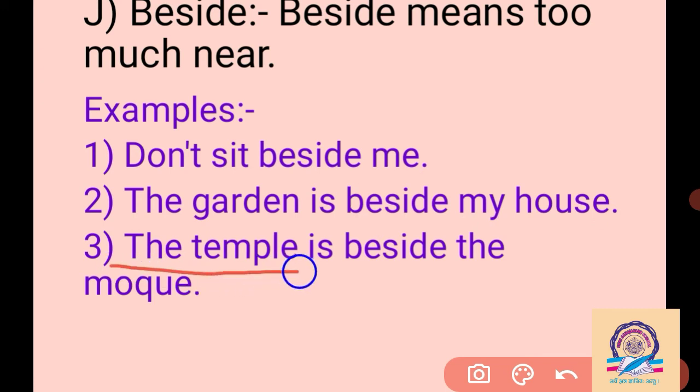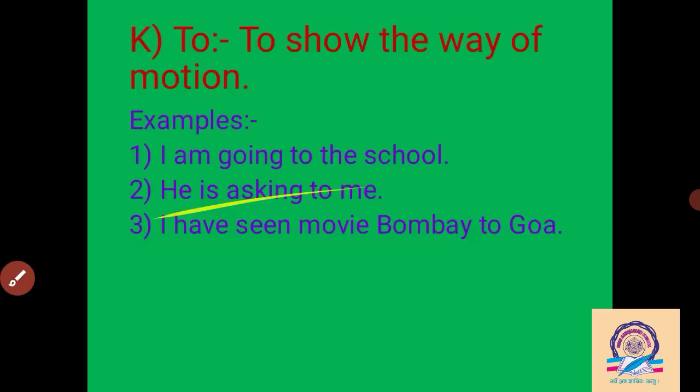The temple is beside the mosque here. First the temple, then next the mosque is there. Very near. So at those times we have to use beside, when the objects are very near.